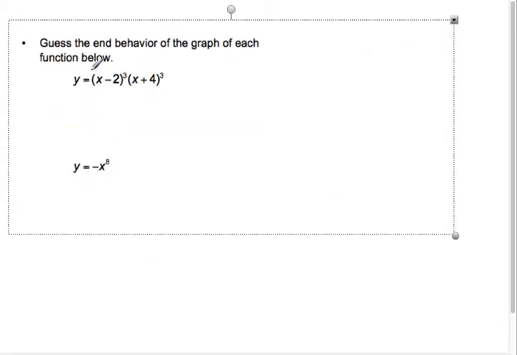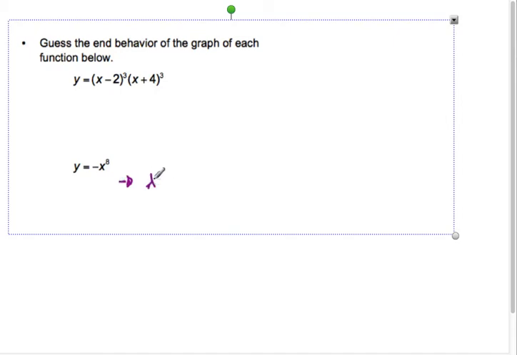Okay, so now what we want to be able to do is guess the end behavior. And so let's do this one first. This is just a power function. It's an even degree, but it's got a negative leading coefficient. So since it's an even degree, it should have end behaviors that go in the same direction, but normally they would point up. And since it's a negative leading coefficient, they should be upside down.